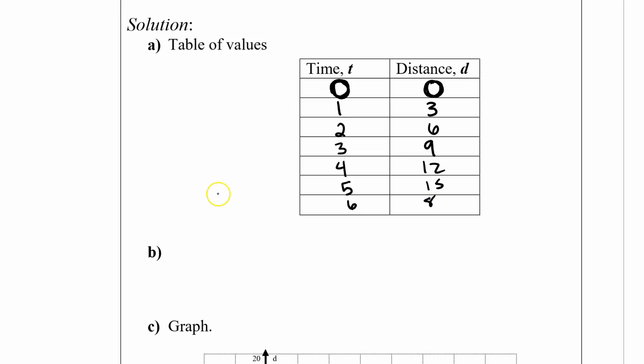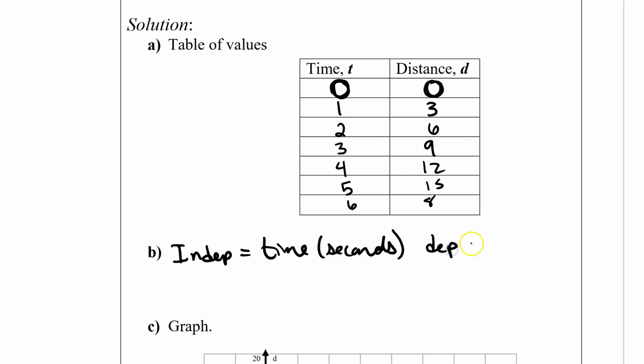We've been prompted, actually, from even the way that our table is set up that I gave you, that time is our independent. So our independent is time in seconds, and our dependent is distance in meters.